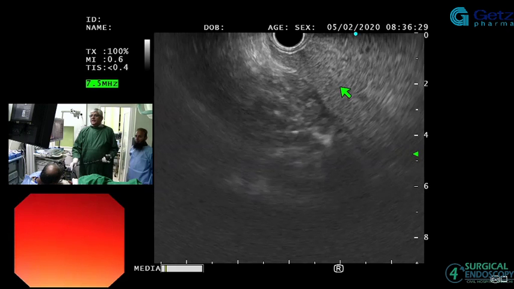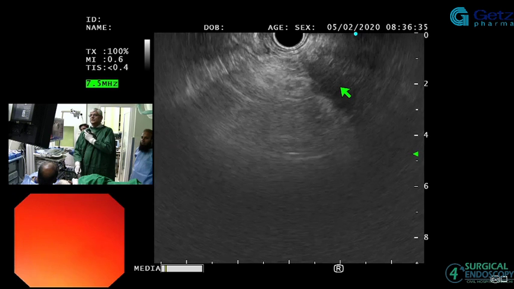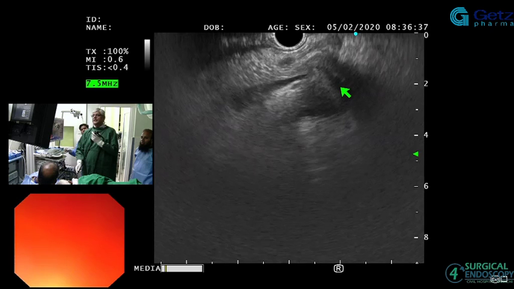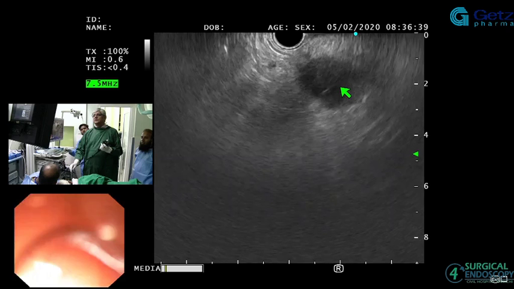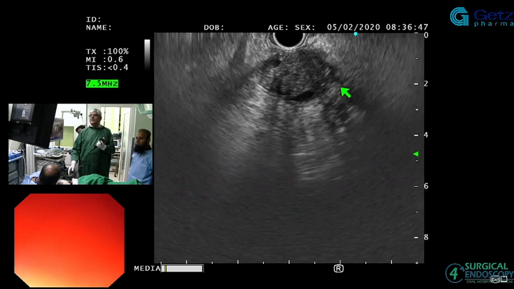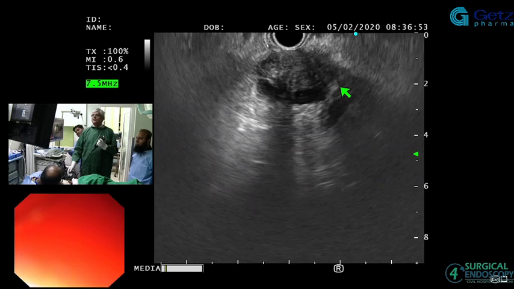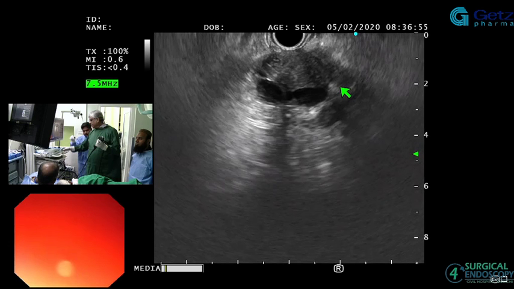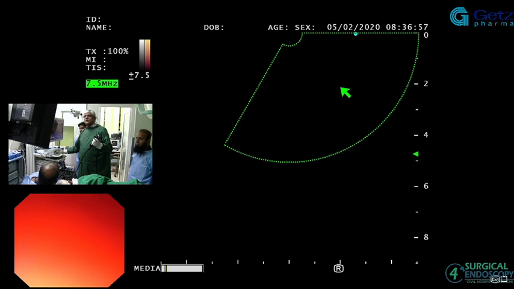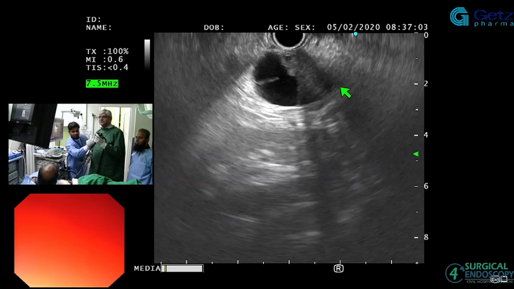Okay, that's the mass. So this is a mass in the body of the pancreas which has a cystic component to it. Can you all appreciate it? I don't know if you guys are with me or not. Yes, we can see. Okay, so we want to make sure there's no major vessel there. So this is probably a cystic lesion that may have turned into something more sinister.